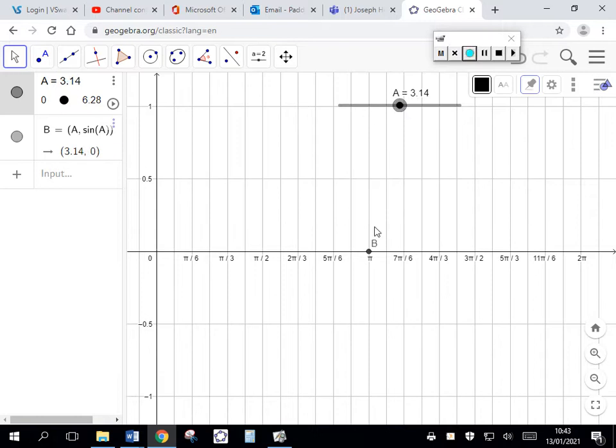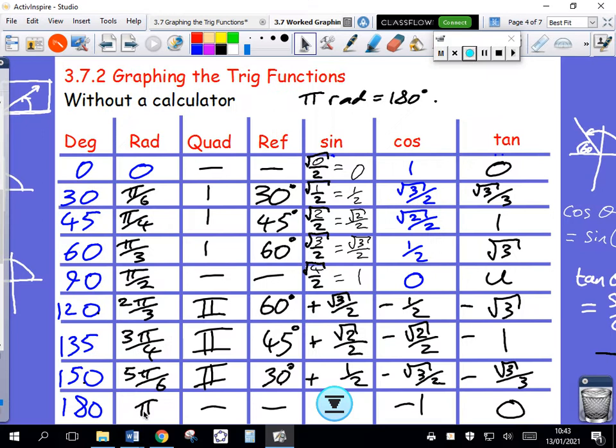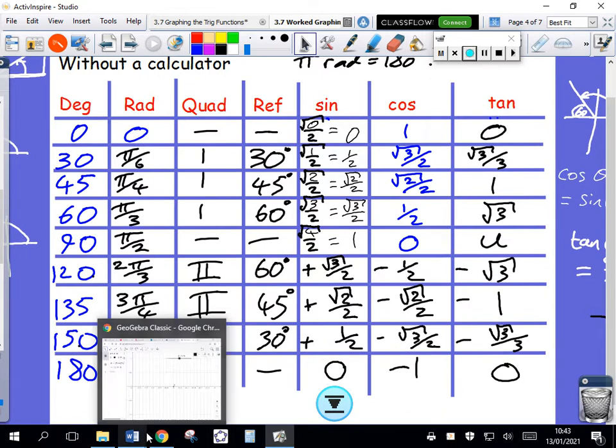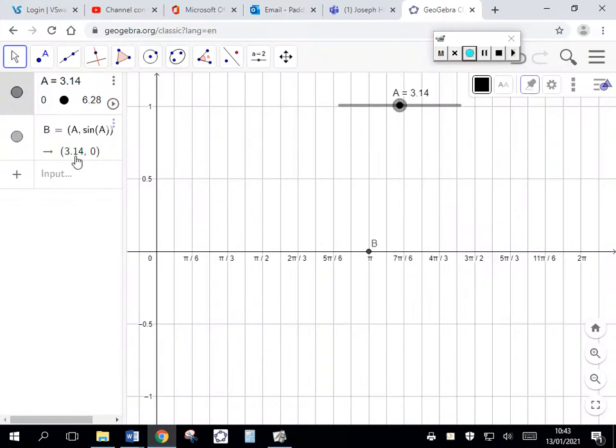So there's pi. When pi is the input, the output is 0. Again, refer back to the table of values. Sine of pi radians is 0. So we're getting that pi comma 0 in there. GeoGebra is automatically rounding to 2 decimal places here as well. Pi, of course, is not equal to 3.14, but it's rounded to 2 decimal places.